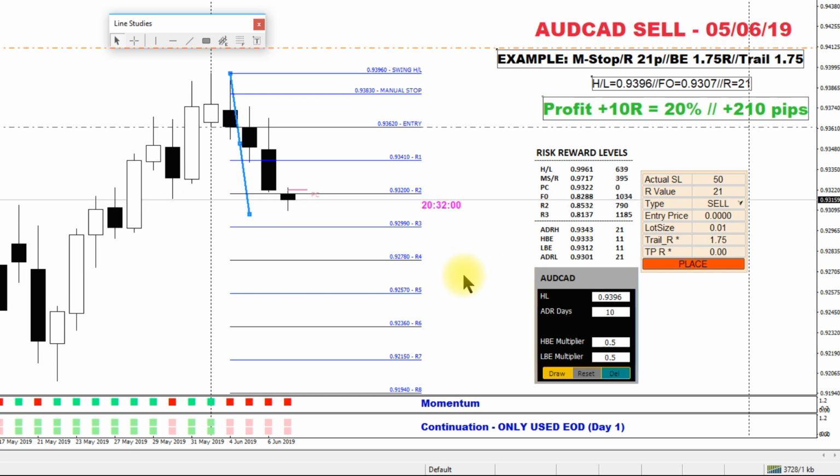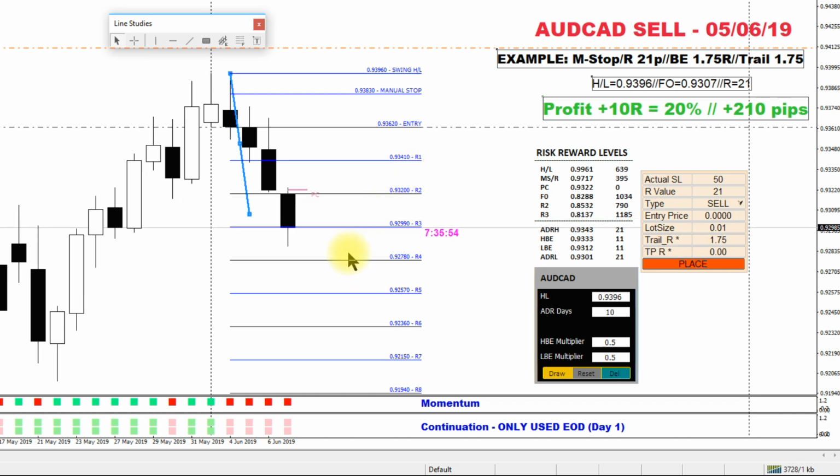Next level we're looking for is 2.75. So we're looking for it somewhere in this area here. Touch and go. So now we've gone through 2.75, so we're now at R1 as our stop.